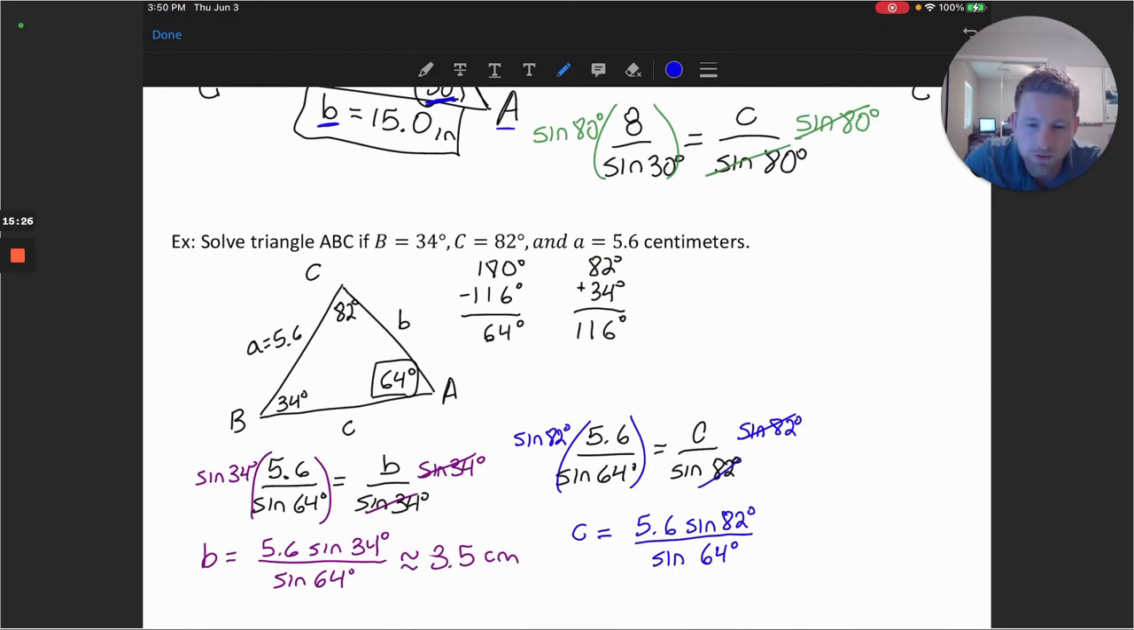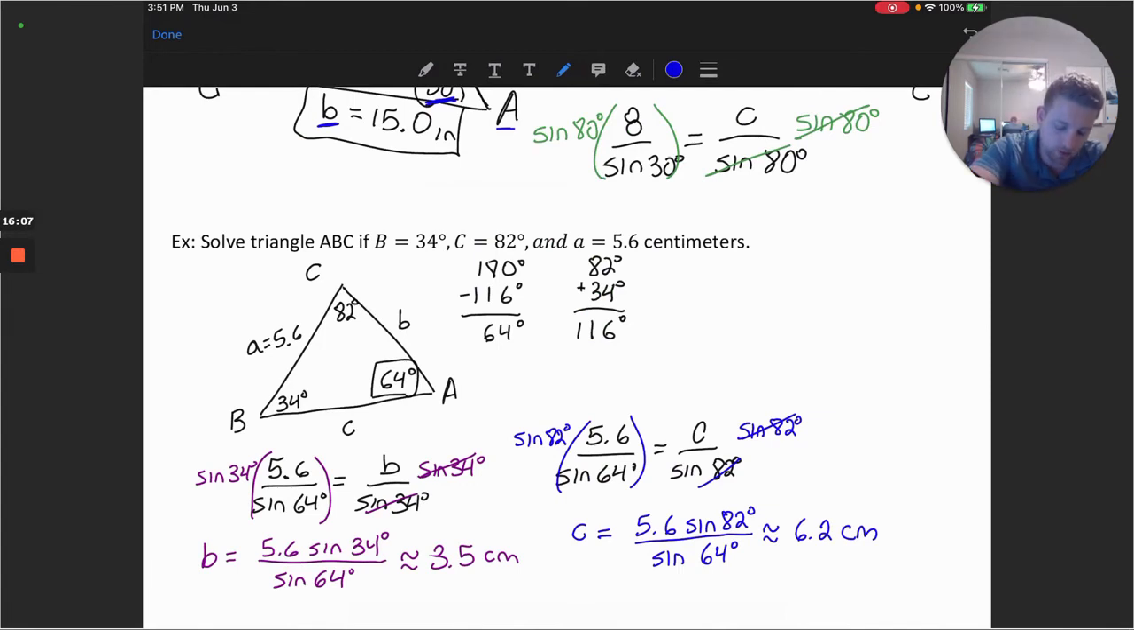I'll give you a moment to put this into your calculator. 5.6 times the sine of 82 divided by the sine of 64. If you're able to put this into your calculator, we'll round this to the nearest tenth again. We should get 6.2 centimeters. You can confirm that in your calculator, 6.2 centimeters. And that would be the completion of that problem.